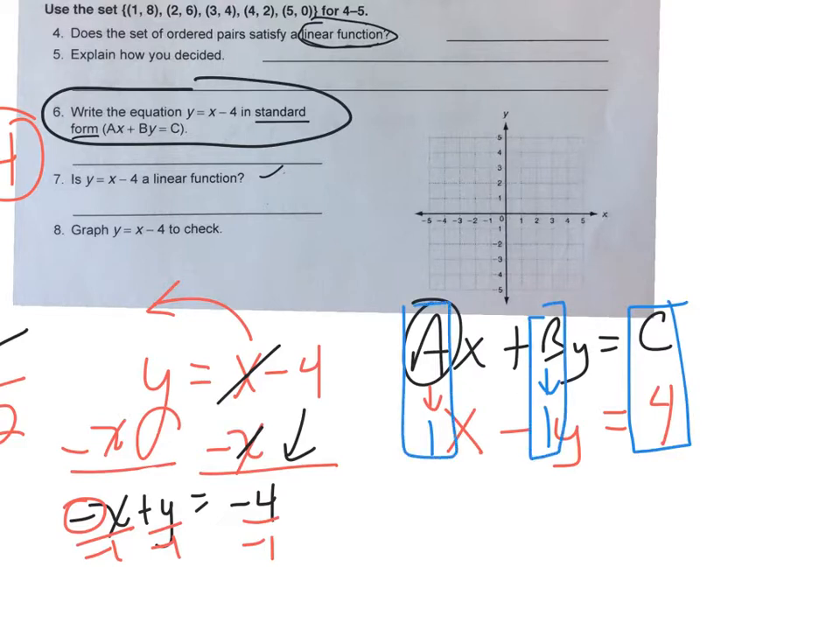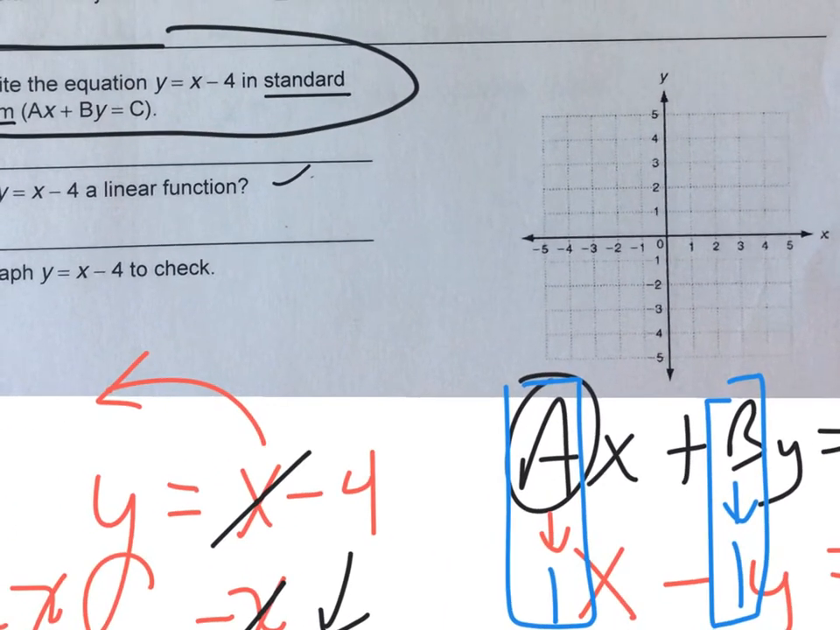And now it's in standard form. So x minus y equals 4 is standard form. Now, the last thing we're going to do is graph it.